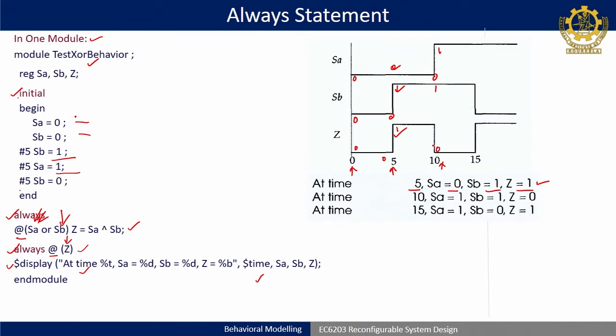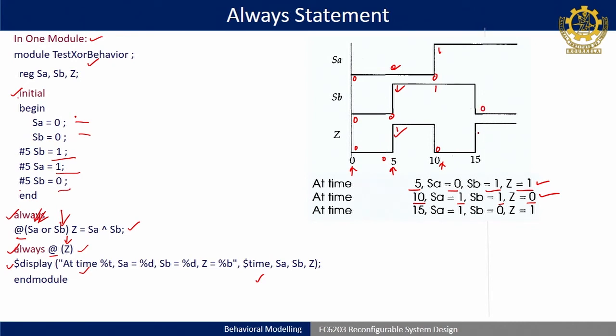Now again Z is evented. You will see that at 5, 10 and 15 Z has an event, meaning a change in value from 1 to 0 or 0 to 1. That is why the second always block will also execute itself. So, at 10 time units the SA value, SB value and Z value will be displayed in the terminal or console window. Similarly, at 15 time units SB is becoming 0 here.